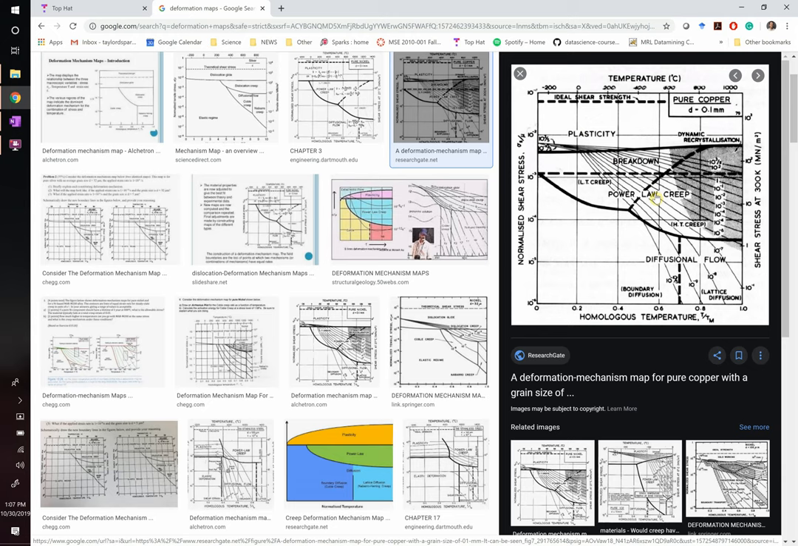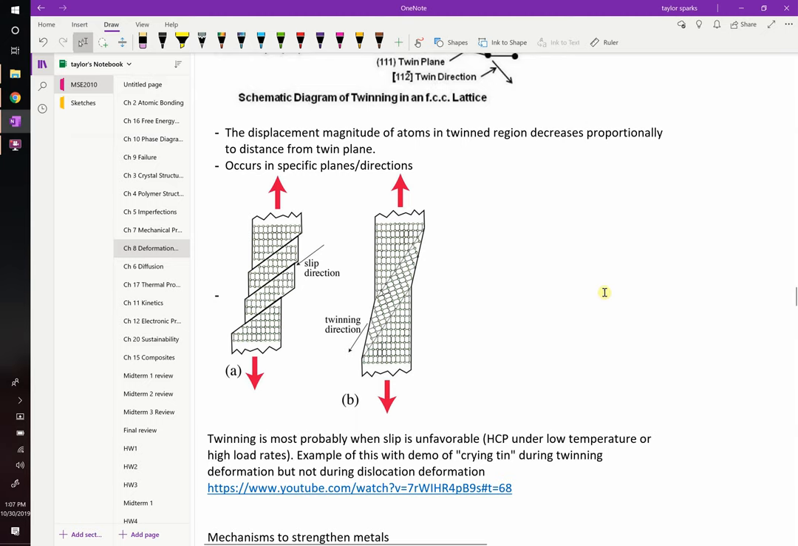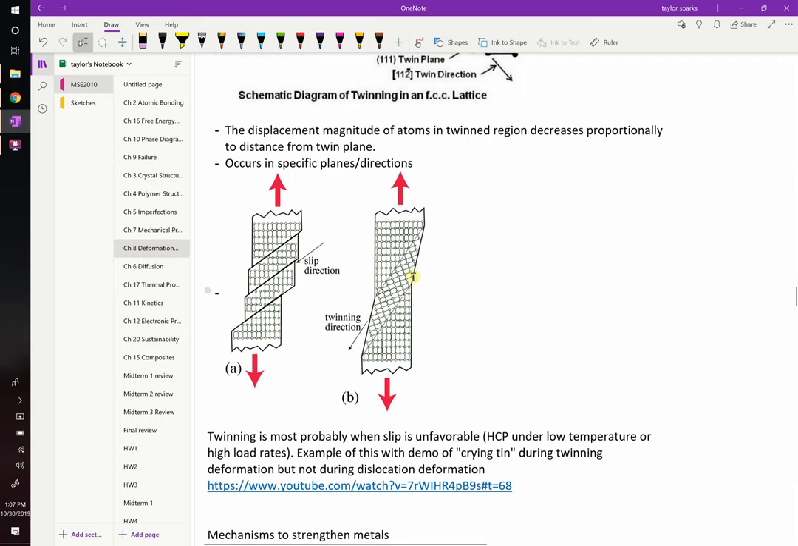You might get creep happening in some regions. You might get diffusional flow. You might see things like twinning versus dislocation slip. But there's different types of deformation mechanisms possible. And this is just a nice example where you can actually see it go from slipping to twinning, right? Something like this versus that. Okay? All right.